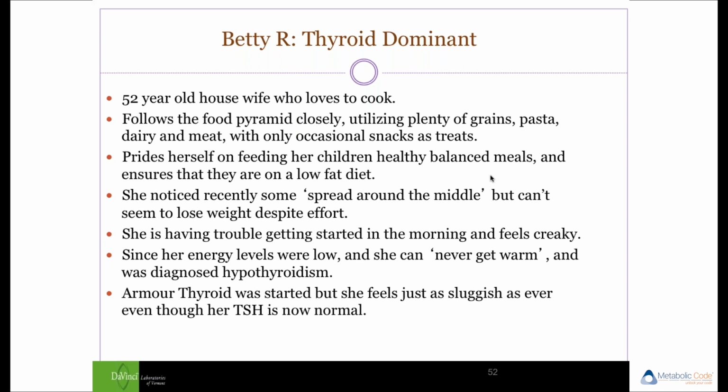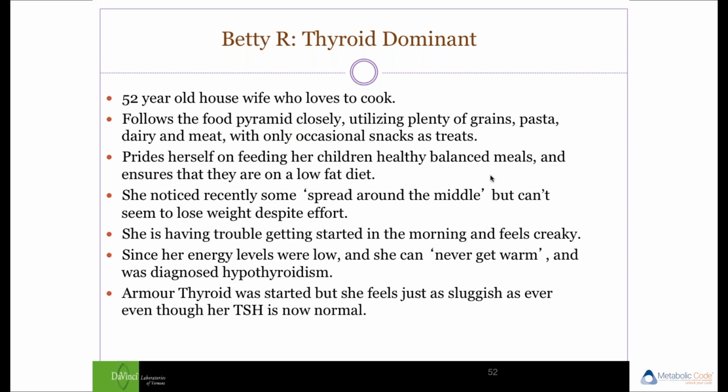So who does this look like? Well, Betty R. Betty's a 52-year-old housewife who loves to cook. She follows the food pyramid closely, utilizing plenty of grains, pasta, dairy, and meat, with only occasional snacks and treats. She prides herself on feeding her children healthy, balanced meals and ensures that they are on a low-fat diet. This is classic for the 1980s and 90s. She noticed recently some spread around the middle, but can't seem to lose weight despite the effort. She's having trouble getting started in the morning and feels creaky. Since her energy levels were low and she can, quote, never get warm, she was diagnosed with hypothyroidism.